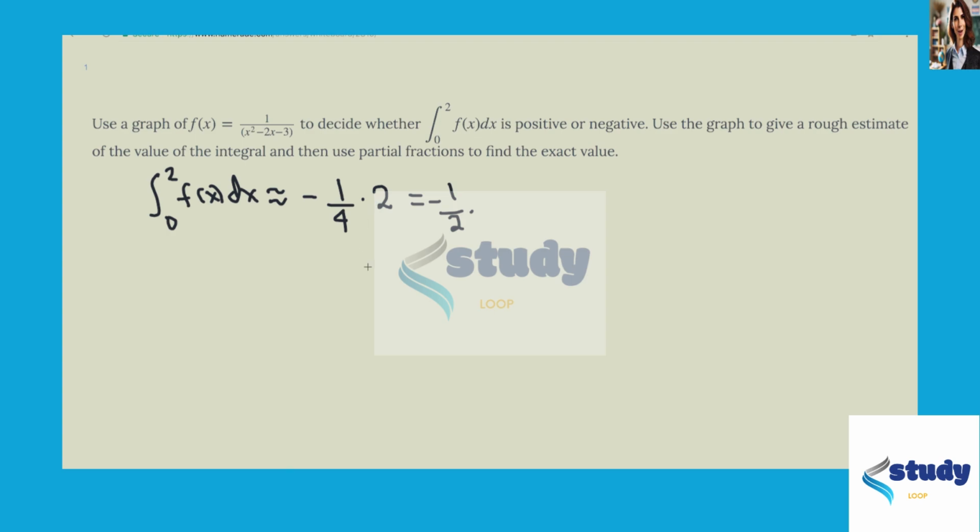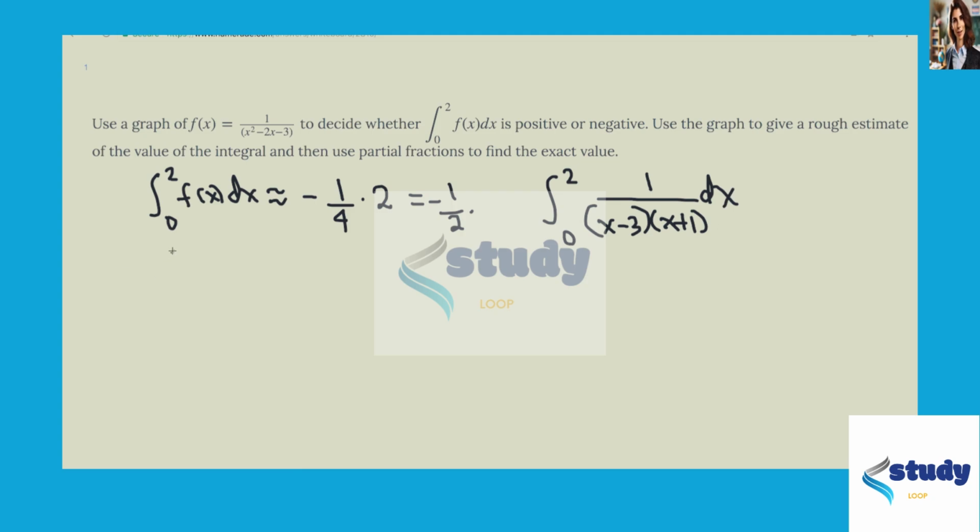Now let's go ahead and actually evaluate this thing to find the exact value. That's where we'll need the methods of this section. The integral from 0 to 2. Now, let's look at that denominator. We see that we can factor this as x minus 3, x plus 1. You should always do that. If you have a quadratic, always check whether or not that factors.